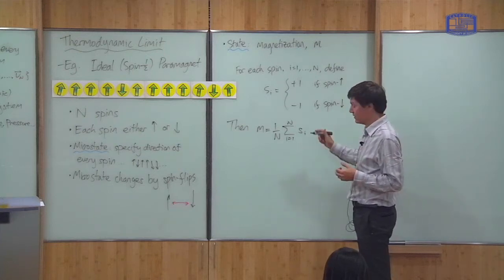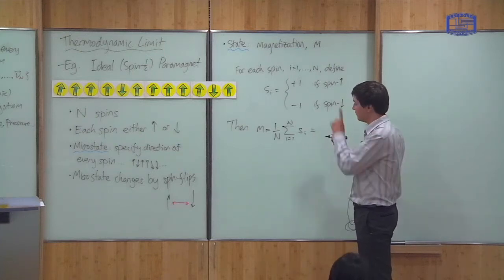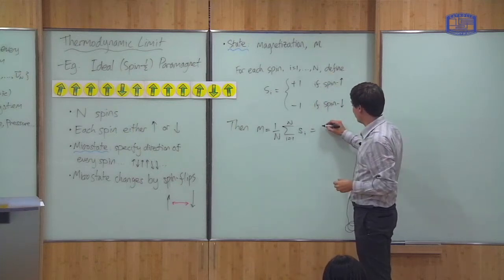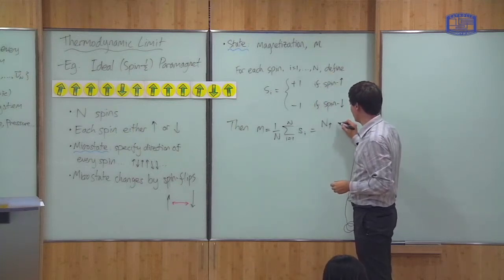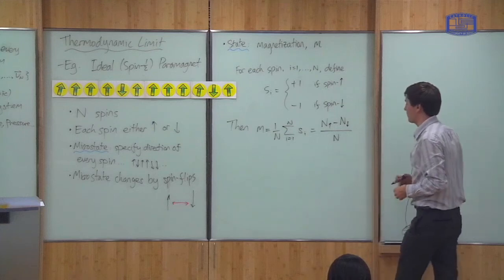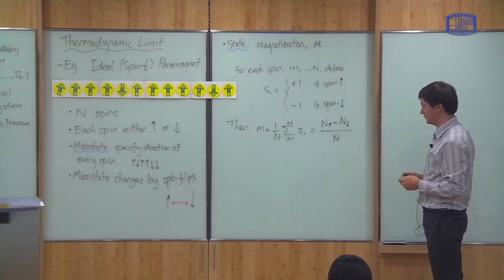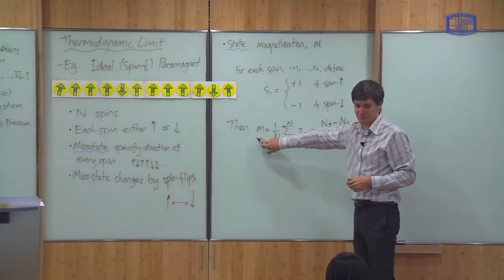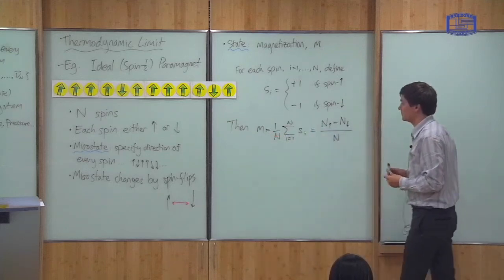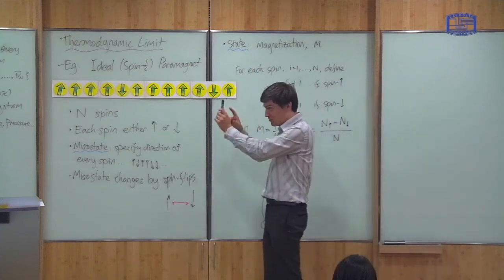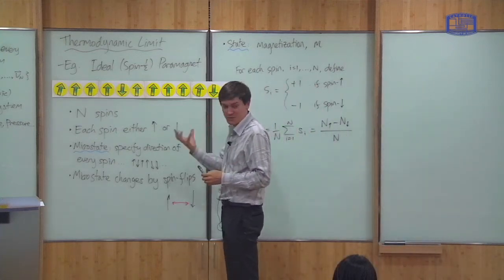That's the definition, and it's easy to see that for each spin which is up, I get plus 1, for each spin which is down, I get minus 1. Therefore, this is equal to the number of up spins minus the number of down spins divided by the total number of spins. This first one's a definition. So this is the net number of arrows pointing, and this is something you can measure.